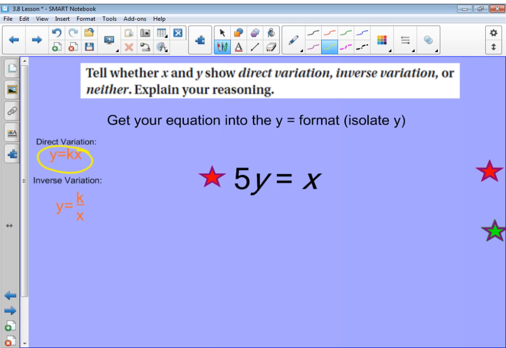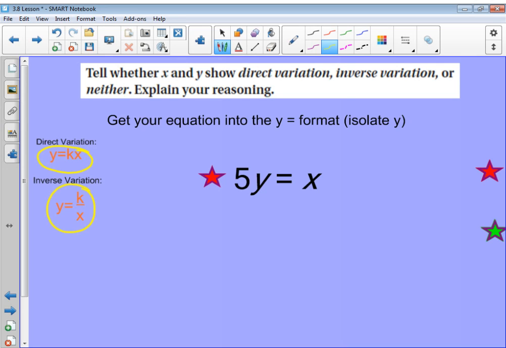Inverse variation, which is our new formula, is when we have y isolated, it is k divided by x. And the key thing is it has to be the constant, or the number that we're identifying, divided by the x. It cannot be reversed because in division you cannot flip-flop them. So here we've got an equation that's 5 times y equals x, and we need to get it into the y equals format, or in other words, isolate and get it to say y equals.